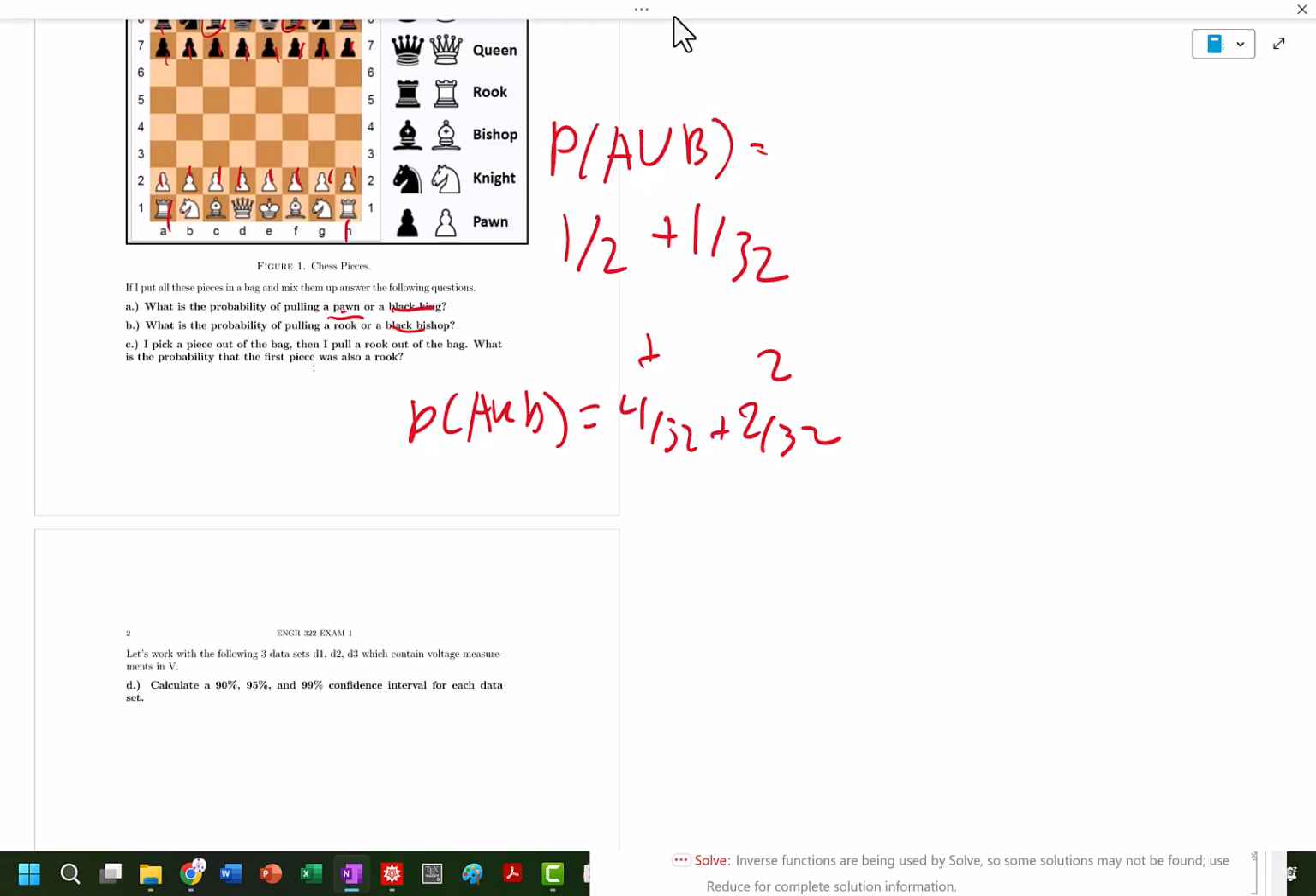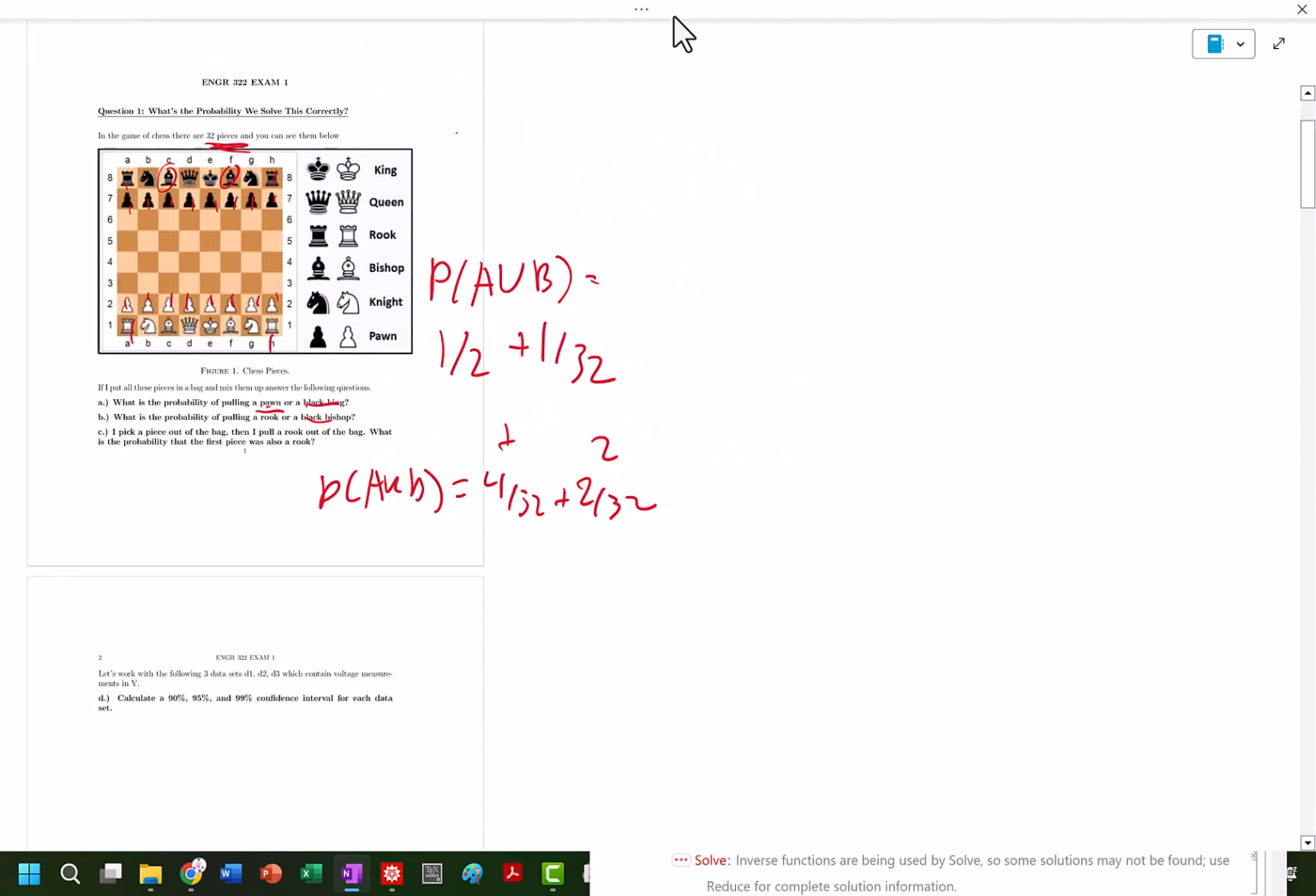Now I pick a piece out of the bag and I pull a rook out of the bag. What is the probability that the first piece was also a rook? This is going to take a little bit. So pick a piece, it's a rook. We're going to do our Bayes theorem now. Let's set up our expression for Bayes. We need to know what's our known, and we're going to be doing these conditional probabilities again. We have to define what's our A and what are our possibilities so we can see what's happening here.